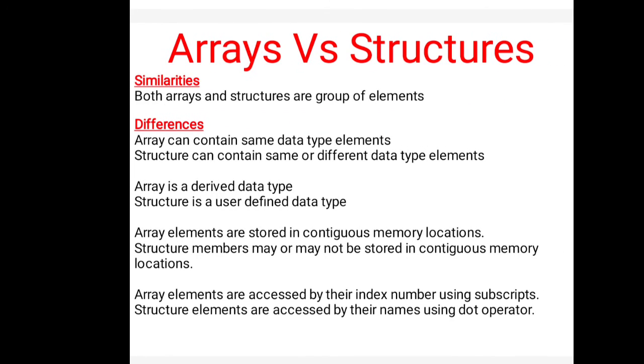Next is arrays versus structure. Now what is the similarity between array and structure? First one we will see, both arrays and structures are a group of elements. Both contain a group of elements. The difference is, arrays can contain same data type elements only, but structures can contain same or different data type elements. Arrays are a derived data type, but structure is a user defined data type.